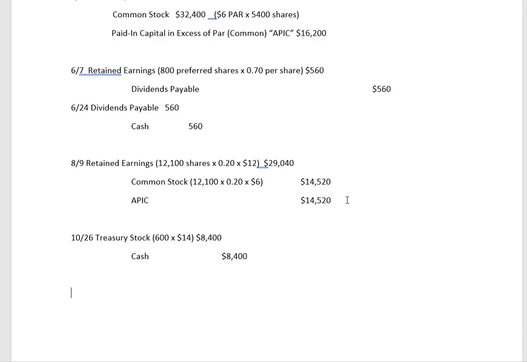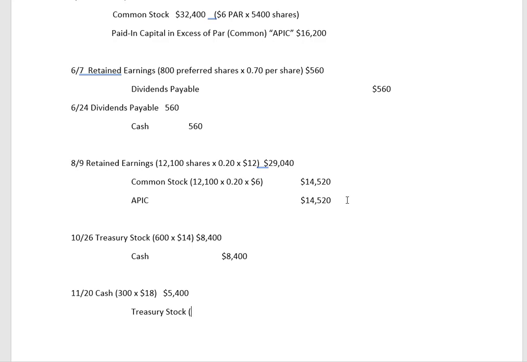November 20th, we sold 300 shares of treasury stock for $18 per share. So we sold it for more than we bought it for. Okay, so we're going to receive, obviously, cash. We sold treasury stock, so we're going to get cash. We sold 300 shares at $18 a share. So that's going to give us $5,400. Okay, we have to reduce our treasury stock.